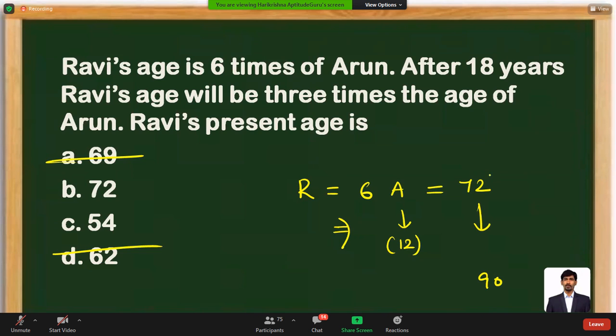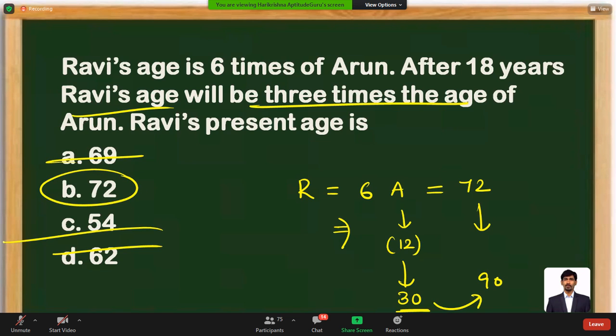So as per the data, after 18 years, what is the age of Ravi? 90. After 18 years, what is the age of Arun? 30. After 18 years, Ravi's age is 3 times Arun's age. 90 is 3 times 30. It's exactly matching. Mark your answer as option B, and eliminate the leftover options. Because if one is the correct answer, obviously the next one is not a correct answer.